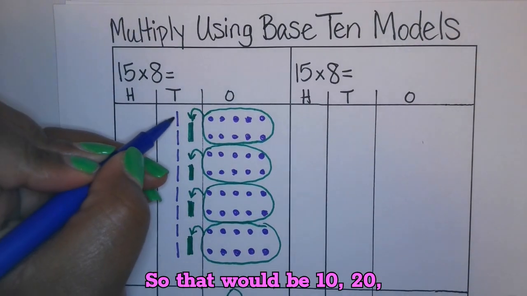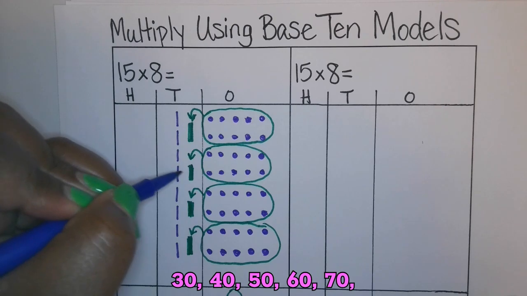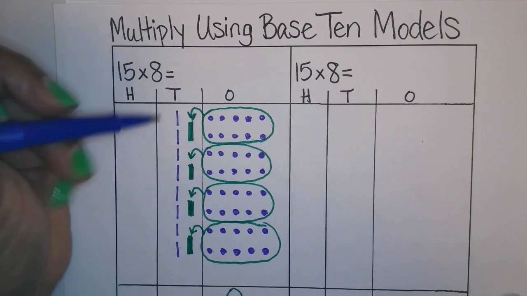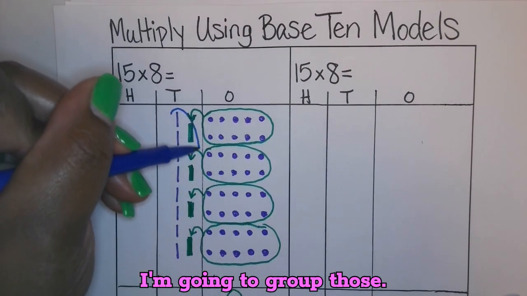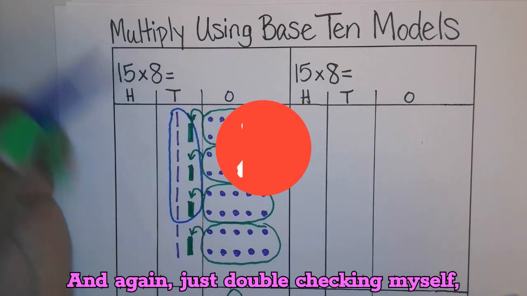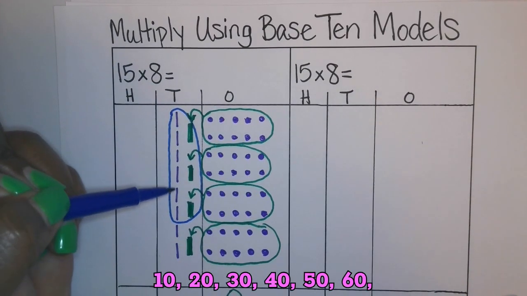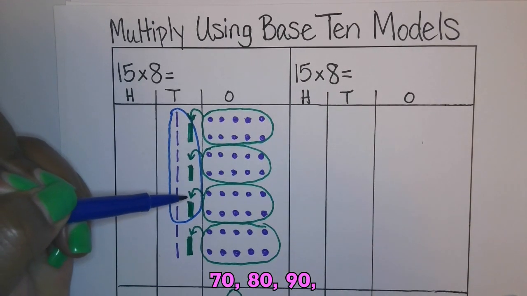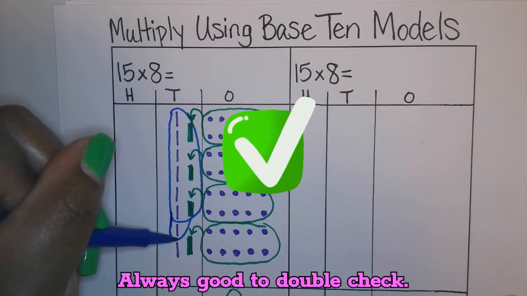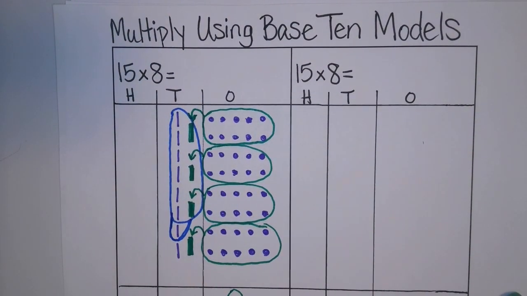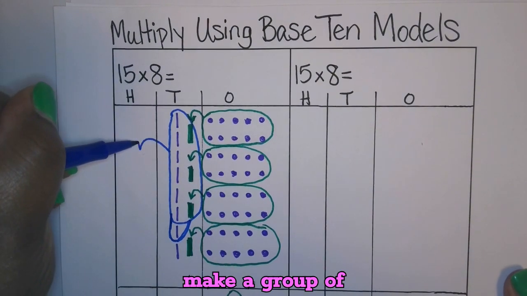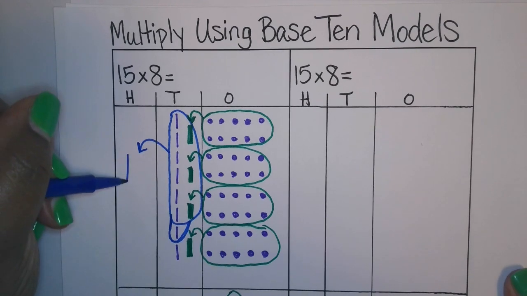So that would be 10, 20, 30, 40, 50, 60, 70, 80, 90, 100. So I'm going to group those. And again, just double checking myself. 10, 20, 30, 40, 50, 60, 70, 80, 90, 100. Actually, I did miss one. Always good to double check. Okay, so those 10 tens make a group of 100.